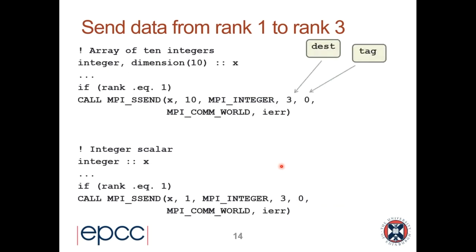So in Fortran, it's just the same, except again, array of 10 integers, integer dimension 10 x. If rank equals 1, I've used the old syntax. Call MPI_Send x, 10, MPI_INTEGER, not MPI_INT, 3, 0, MPI_COMM_WORLD, ierror. In Fortran, unless you're a real Fortran purist, a scalar is just an array of length 1. Fortran always passes by reference, never by value. So in Fortran, you can just send x, 1, integer. You don't have this pointer stuff that you have in C. So C and Fortran, very simple.